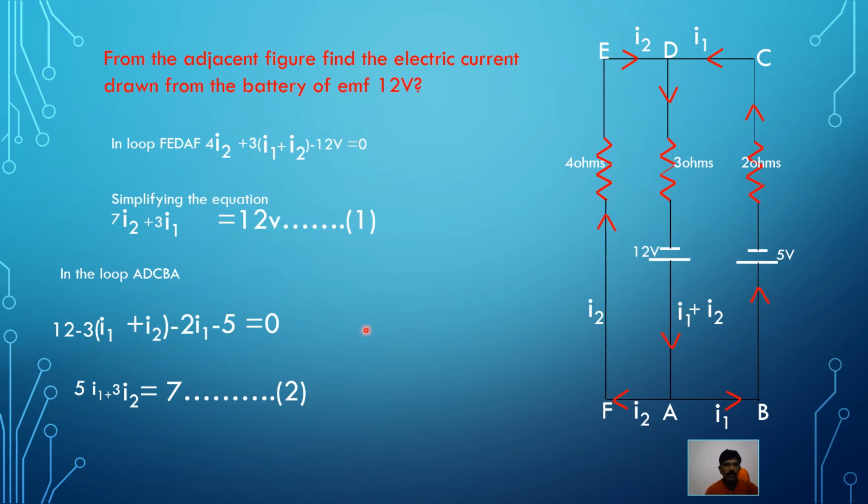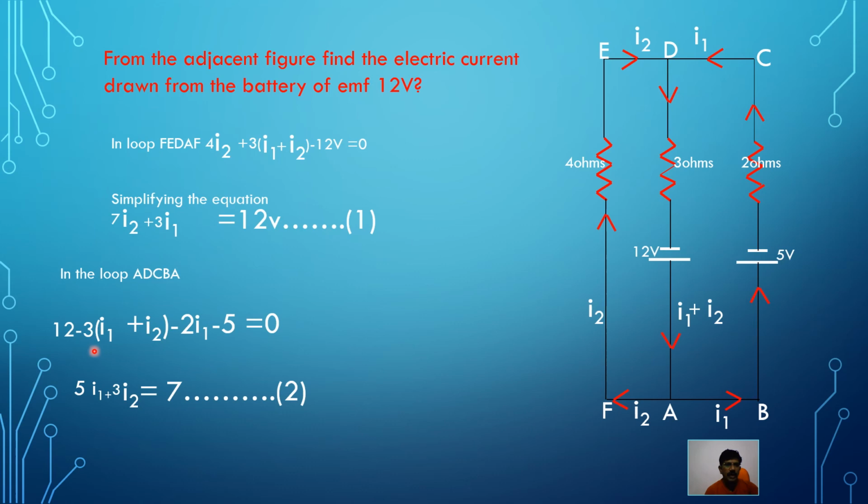Next, another loop. Let us consider another loop. What is the other loop? A, D, C, B, A. Consider this loop. In this loop, what are the components present? A resistor of 3 ohms is present, a battery of 12 volts is present, another resistor of 2 ohms is present, and a battery of 5 volts is present. Applying the loop law, that is KVL, to this loop ADCBA: 12 minus 3 into (I1 plus I2) minus 2I1 minus 5 is equal to 0.